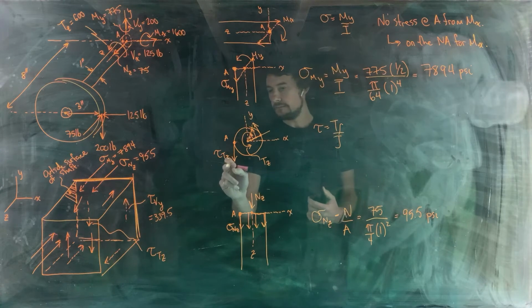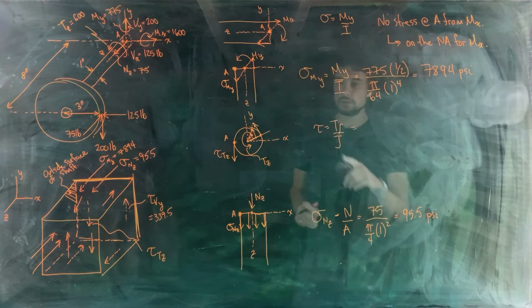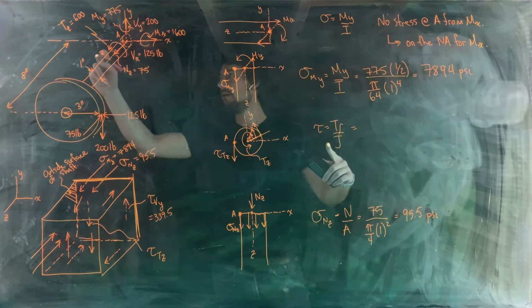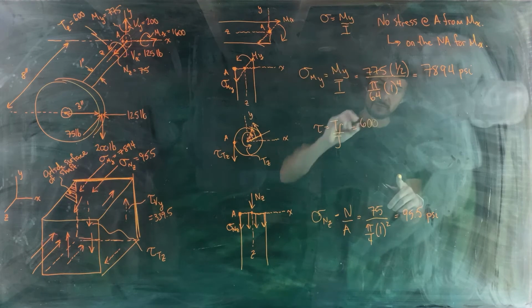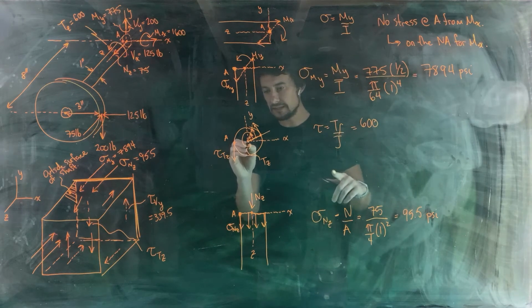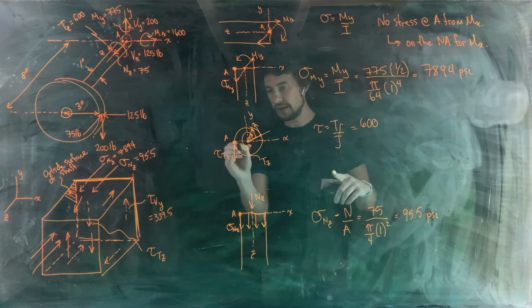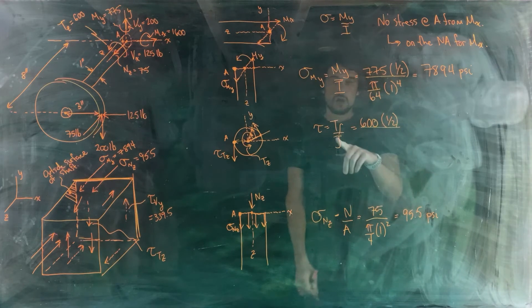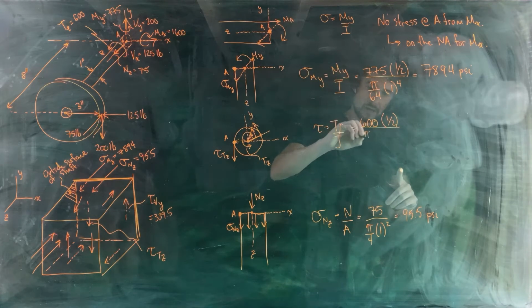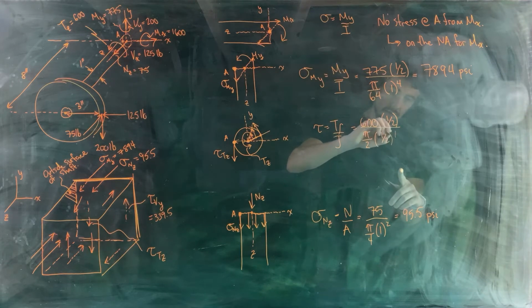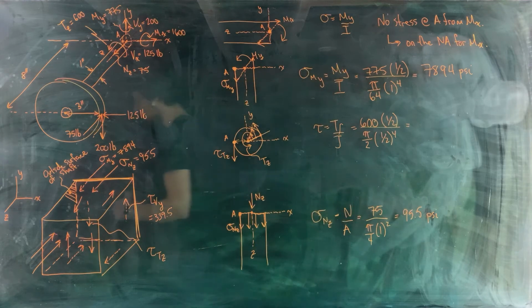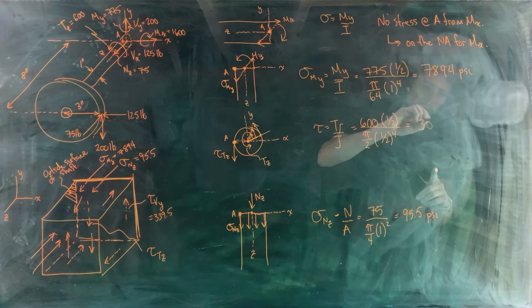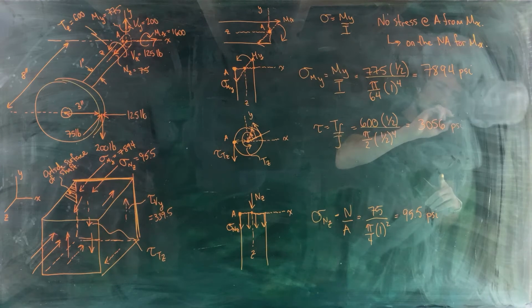Okay, let's calculate the value of tau Tz. So we know what our internal torque is. It is 600 pound-inches. Variable rho, that's the distance that your point of interest is away from the axis that the torque's acting about. So again, that is half the diameter, 1/2 inch. J is pi over 2 radius to the 4th power. Okay, let's see what that came out to be. 3,056 psi. Great.